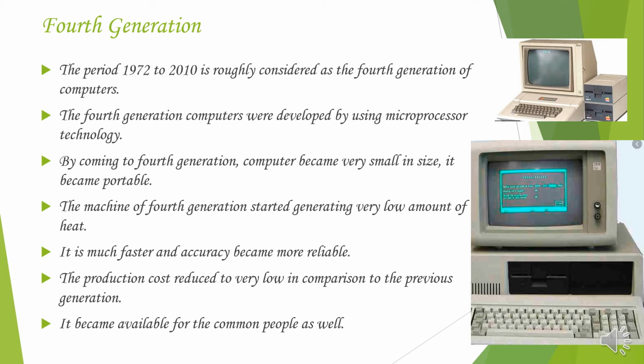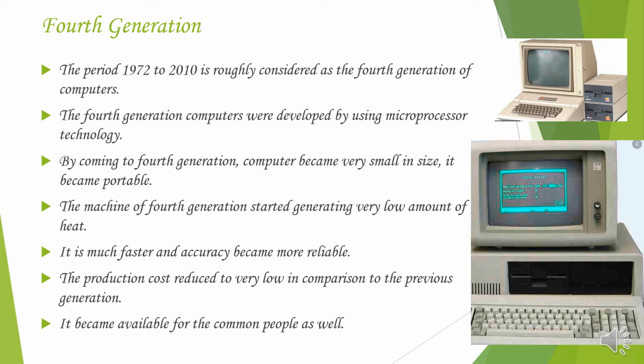Fourth generation of computers. The period is roughly 1972 to 2010. Fourth generation computers were developed using microprocessor technology, which is very small compared to the integrated circuit. By the fourth generation, computers became very small and portable, so they could be transferred from one place to another. The machines started generating a very low amount of heat and power consumption. They are much faster and more accurate, which made them more reliable for people.